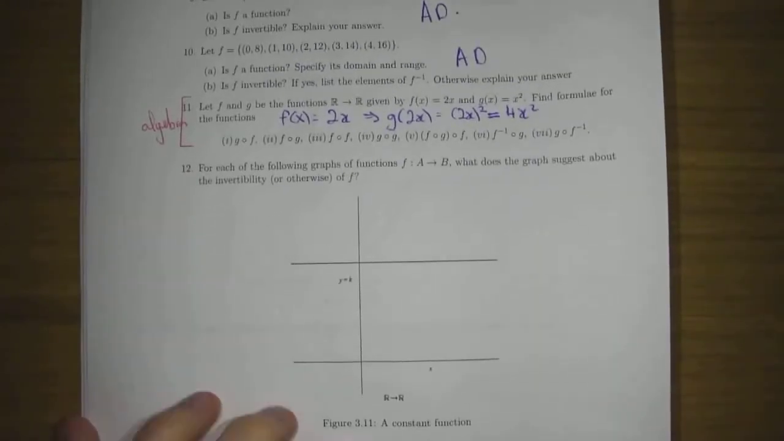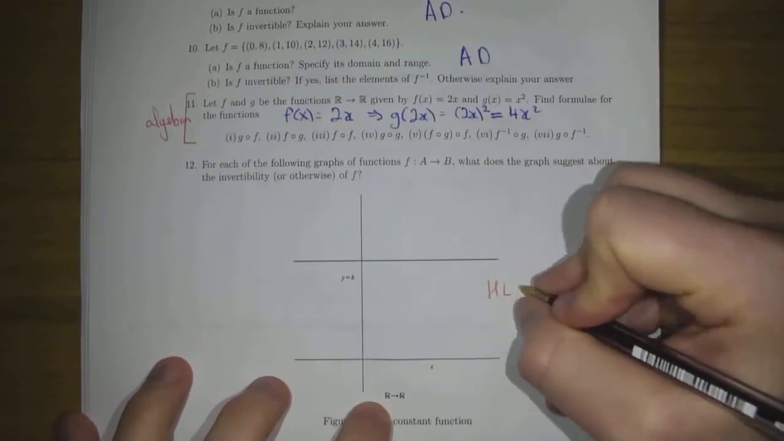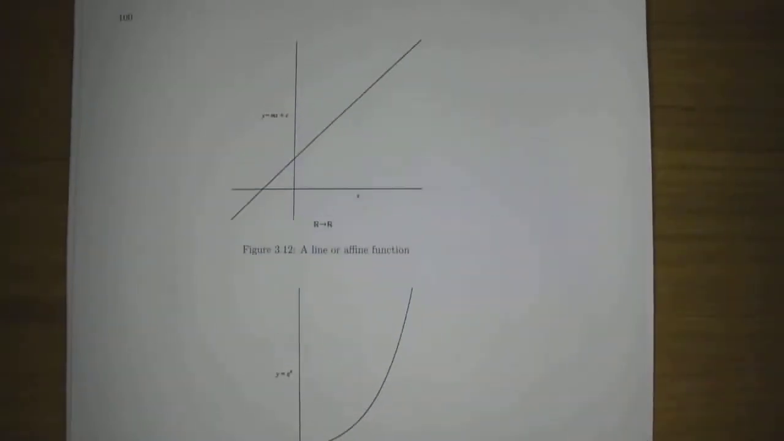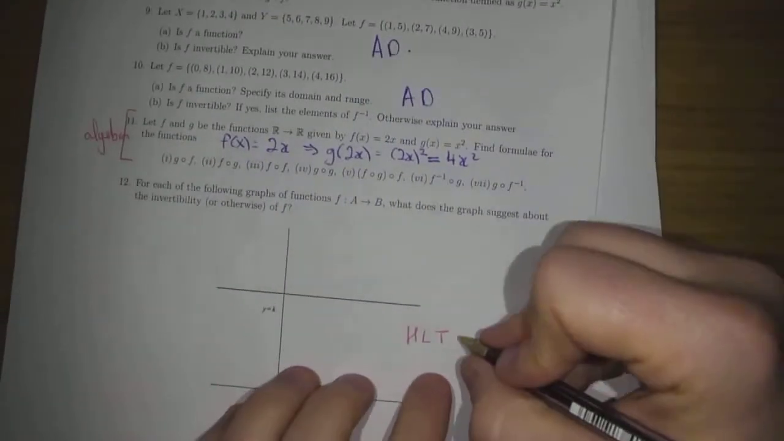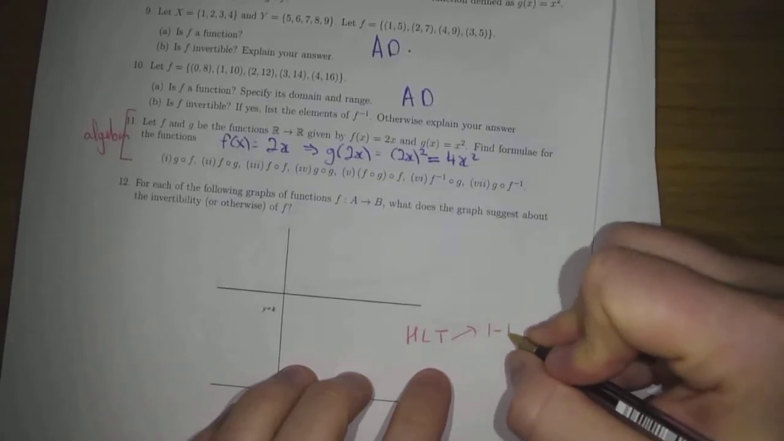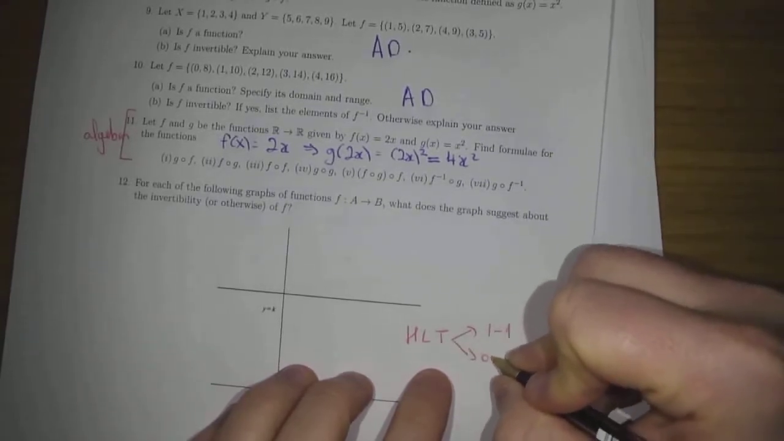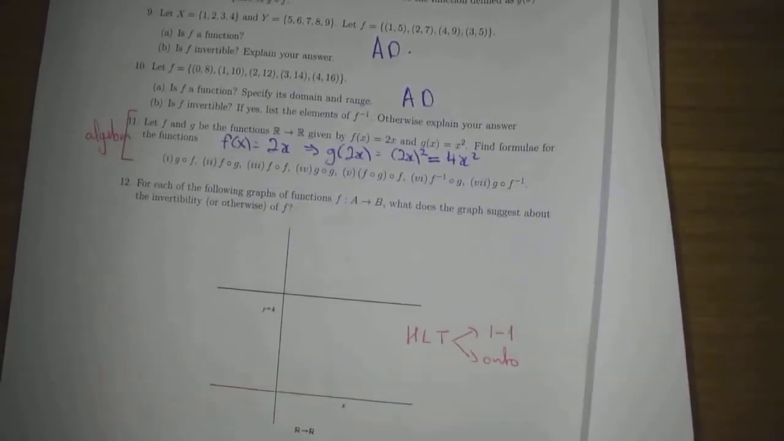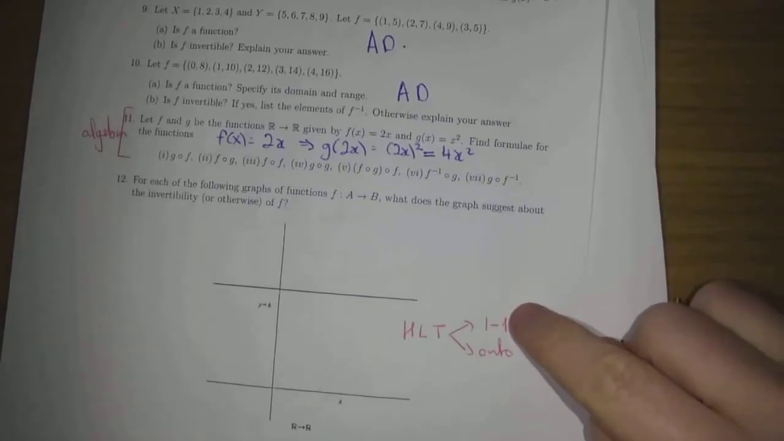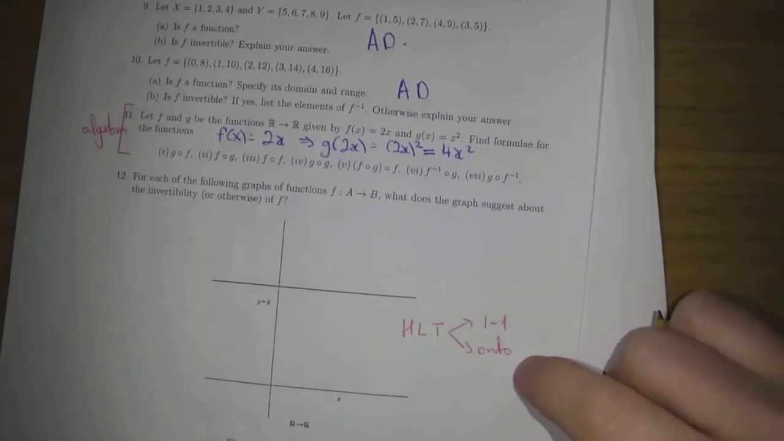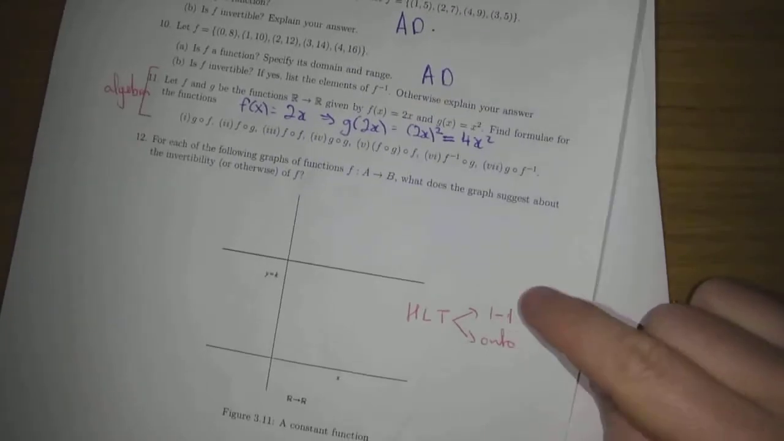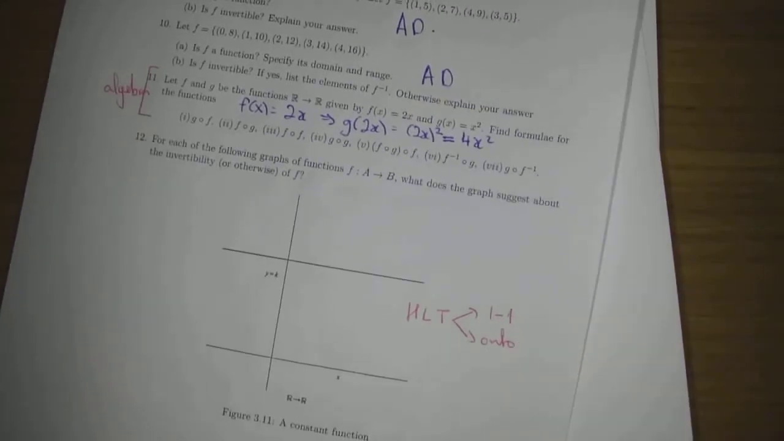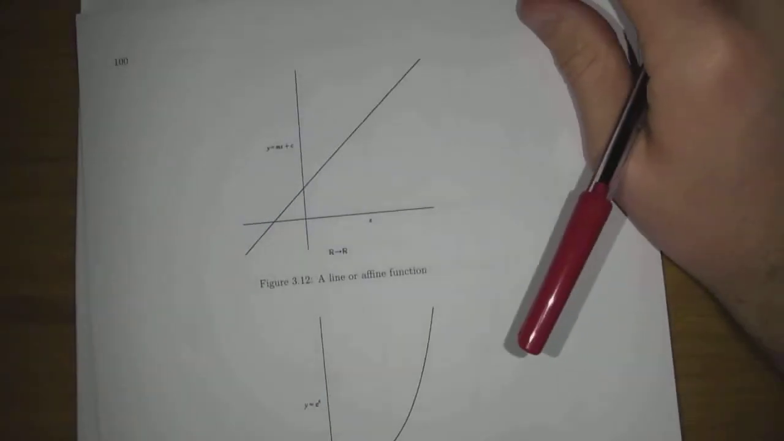For invertibility, you're looking at horizontal line tests. What I'm talking about here is horizontal line tests can tell you if a function is one-to-one and/or onto. If it fails to be one-to-one, or if it fails to be onto, it's not invertible. That's all you're saying there. If it's one-to-one and onto, you'll say that it is invertible. It's bijective and invertible.